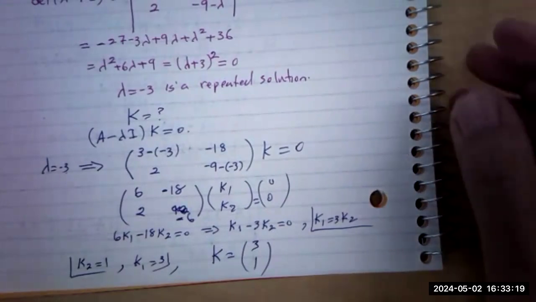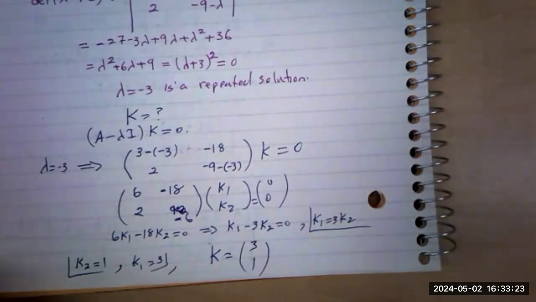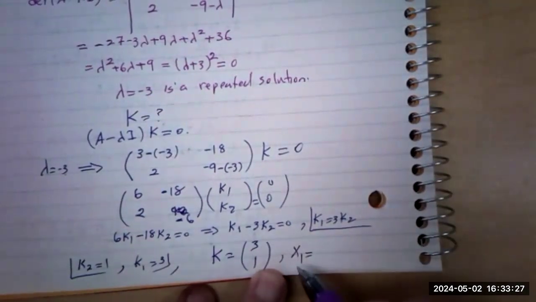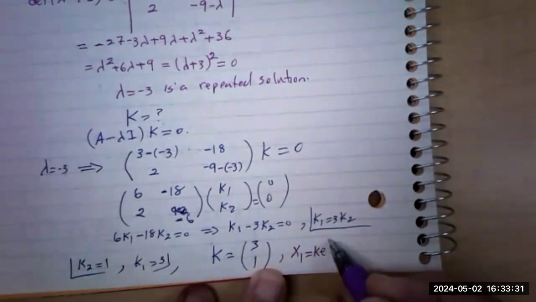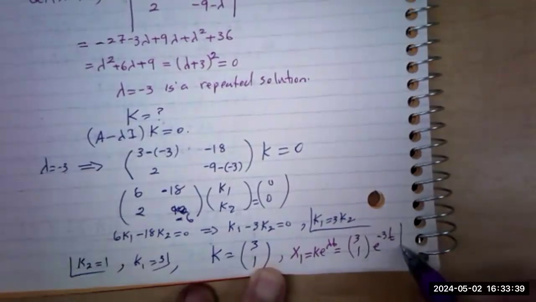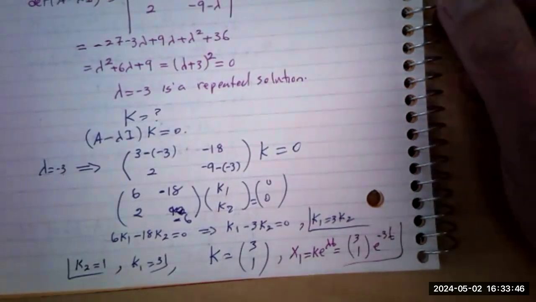So we are ready to give you x1. The first solution x1 is going to be k e to the lambda t. So in this case, you have 3, 1 e to the -3t. This is of course going to be a particular solution: 3, 1 e to the -3t. Okay, any question?